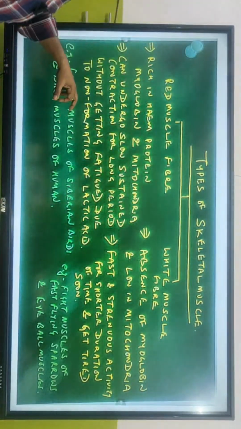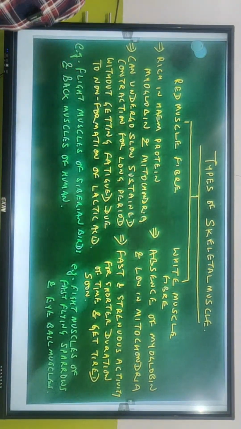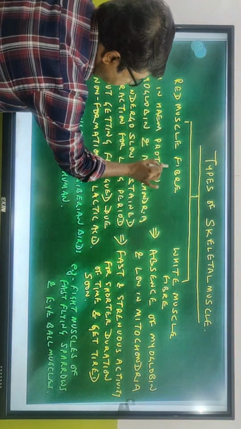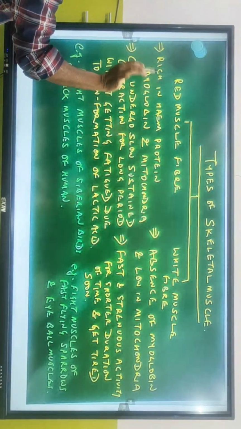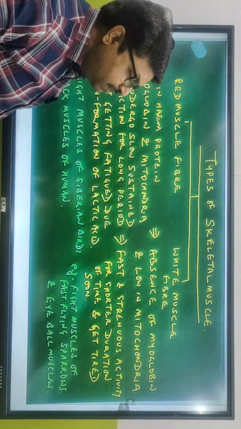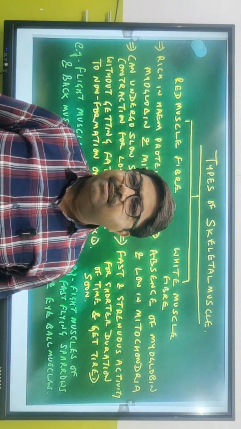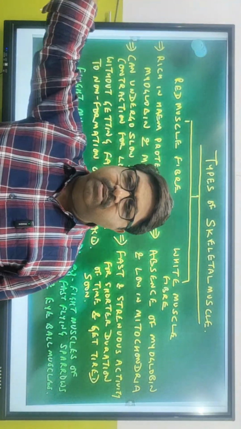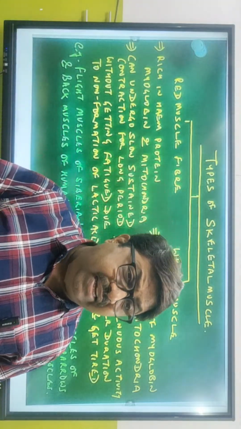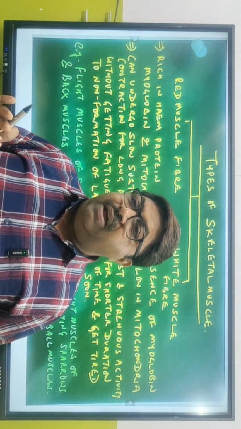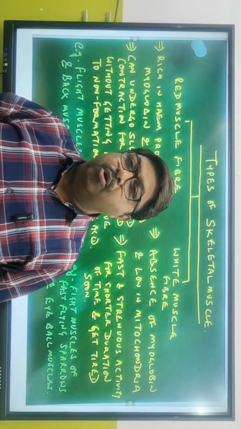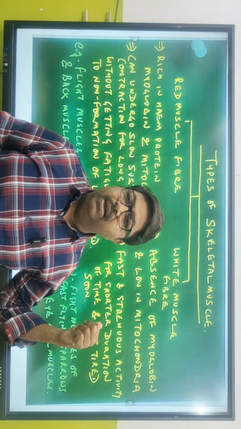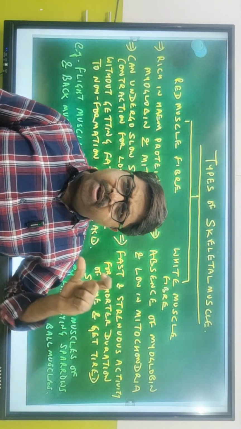Okay. Types of skeletal muscles. There are two types of skeletal muscles: red muscle fiber and white muscle fiber. See the difference. We know that Siberian birds travel a huge distance of many kilometers with a single flight. The reason is that they have red muscle fibers, and red muscle fibers have more mitochondria. One thing we forgot to mention: will mitochondria be present inside the muscle cell or not?